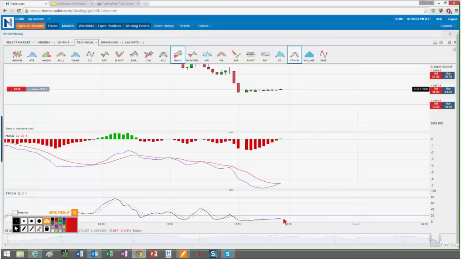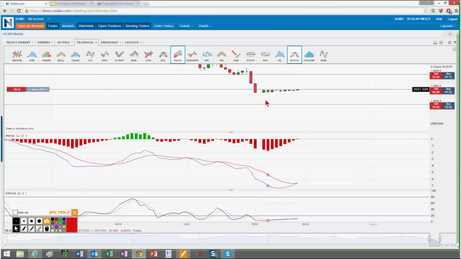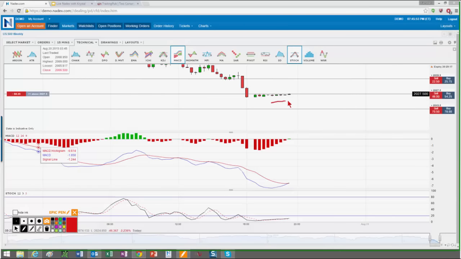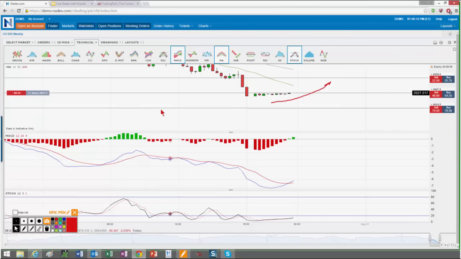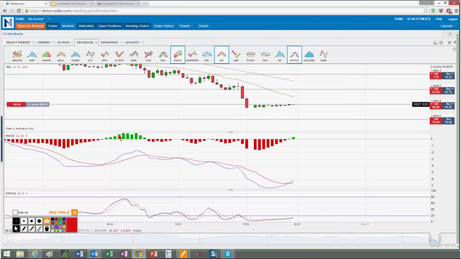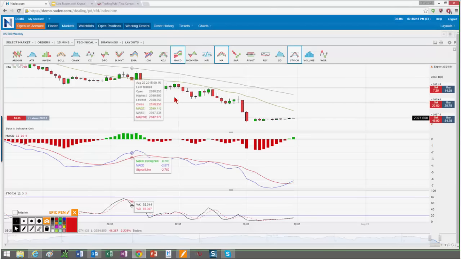Let me see if I can lay a couple of other things on here. I'll throw in some stochastics. I like 12, 3, 3 personally. Okay, right now the market is showing on the 12, 3, 3 that the marketplace is oversold. So that's a good sign. We have two indicators right now suggesting that this market might trend up. Let's see how it's doing in relationship to the moving averages. I like to use 20, 50, and 200.